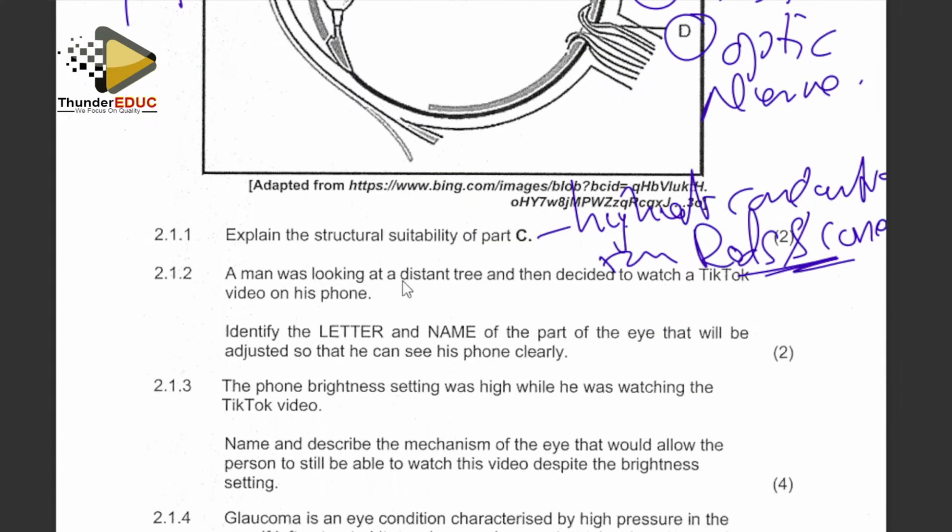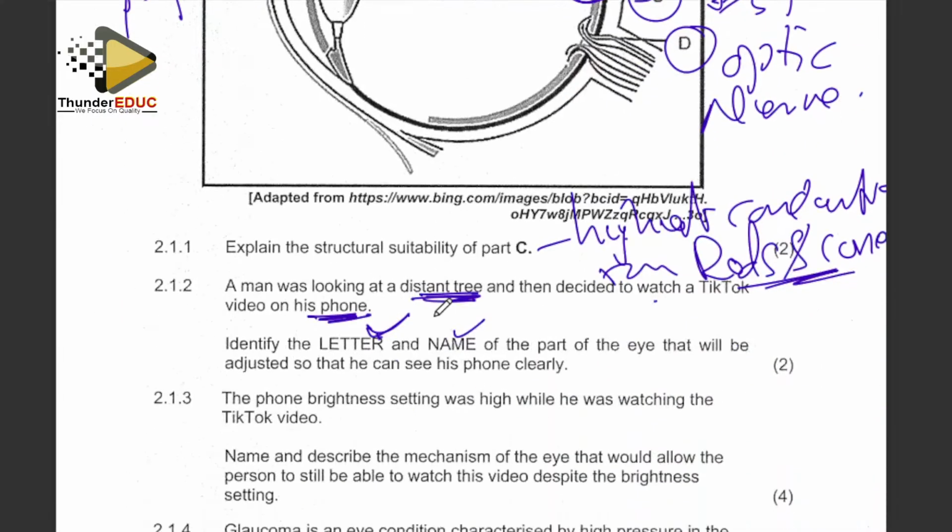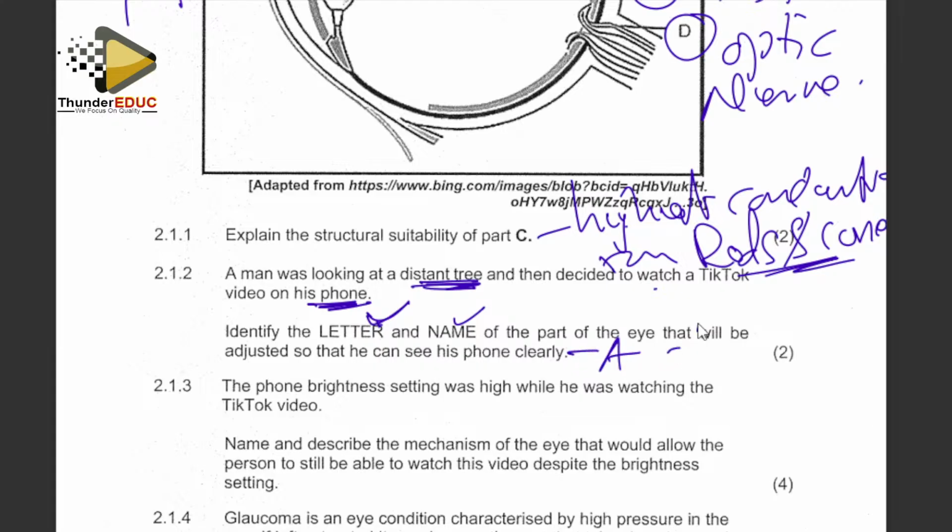Done. A man is looking at a distant tree and describes the tree, and then decides to watch TikTok on his phone. Okay. All right. Meaning that from far to near. Identify the letter and the name of the part that is being adjusted to see this clearly. Obviously, it's going to be the lens, the suspensory ligament, and the ciliary muscles. But in this case, they only talked about the lens. Therefore, the answer becomes A, and you say lens.